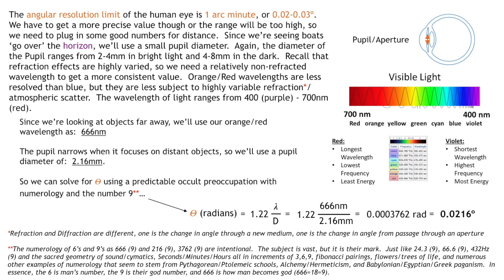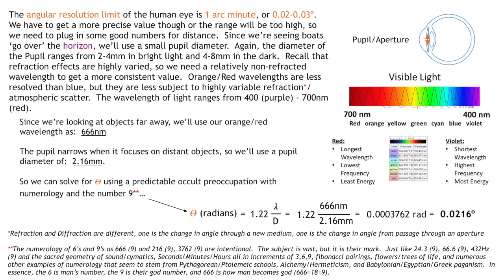Just like 24.3 degrees is 9, 66.6 degrees is 9, 432 hertz is 9, the sacred geometry of sound and cymatics. The seconds, minutes, and hours all are increments of 3, 6, and 9. There are Fibonacci pairings, flowers, and trees of life, and numerous other examples of numerology that seem to stem from Pythagorean and Ptolemaic schools, alchemy, Hermeticism, and Babylonian, Egyptian, Greek paganism.